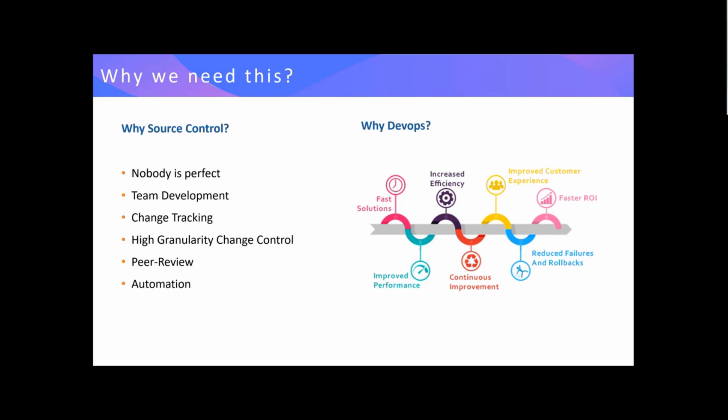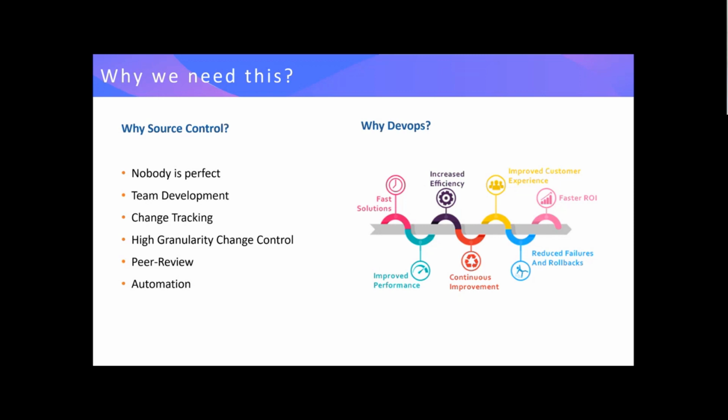Then comes the question of why DevOps. It gives us opportunities for faster solutions. You can produce in a faster way, improve the performance and efficiency of the overall development, and practice continuous integration, where you produce code in short cycles and get it deployed. You can also improve the customer experience. If you have failures, you can have rollbacks. You can reduce the failures because you can add a lot of test cases around it.